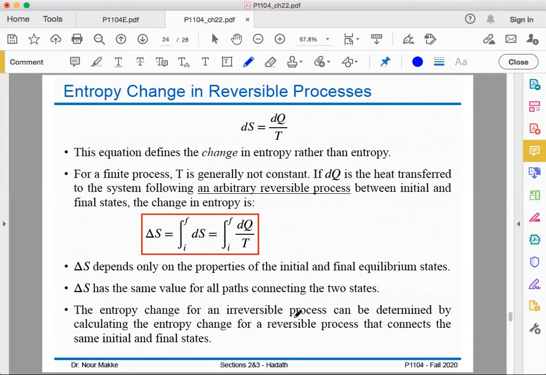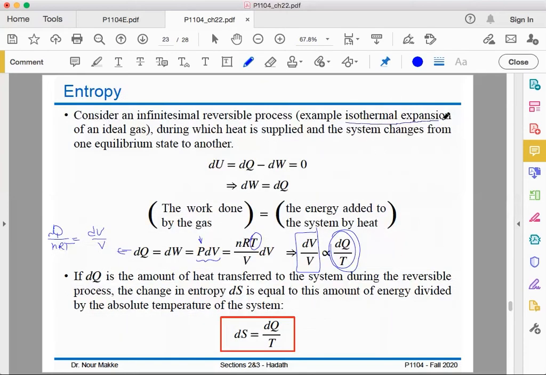Just one comment: even if we don't take an isothermal expansion process, which is what we are talking about, we can still always consider T to be constant. Because if you are doing an infinitesimal process, infinitesimal means it happens in a very short time. Therefore the temperature of the system will remain constant during the very short time in which the process happens. So even though it's not an isothermal expansion of an ideal gas, if you have any infinitesimal reversible process, you will still get dS equal to dQ over T, where T is constant.